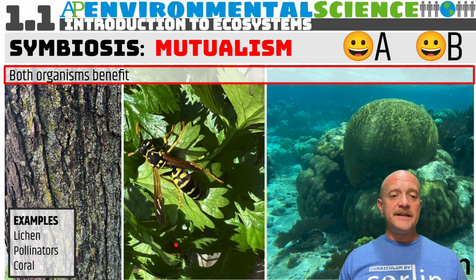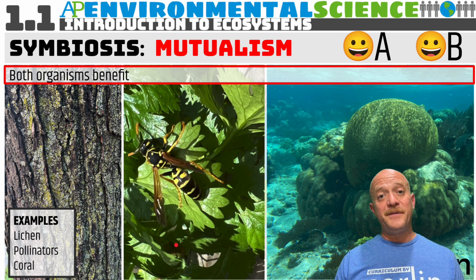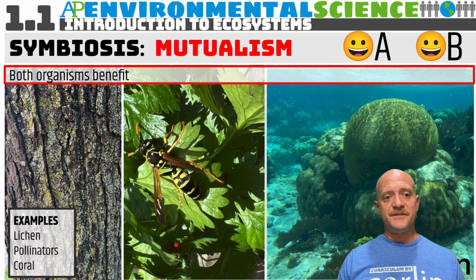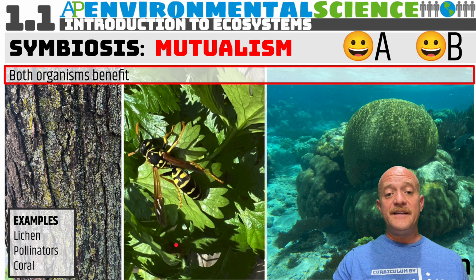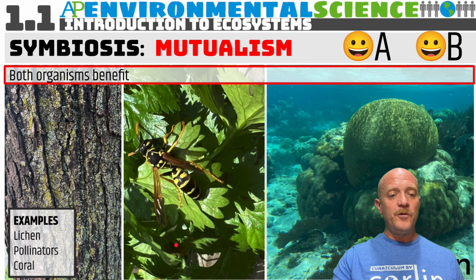So lichen is a symbiotic relationship between a fungus and an algae, and a coral is a symbiotic relationship between an animal, a coral, and the algae that live within its tissues. And the pollinators will be in a symbiotic relationship with the flowers. So they're all benefiting. And we'll talk more about lichens and corals in future lessons.